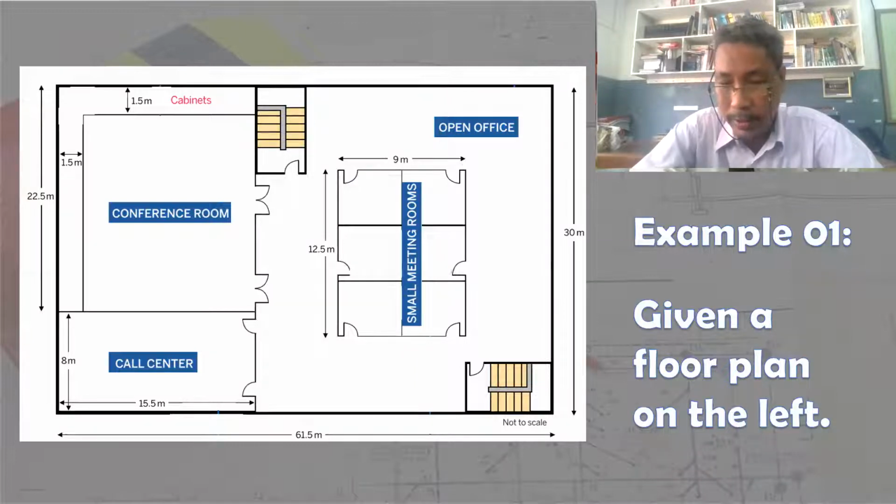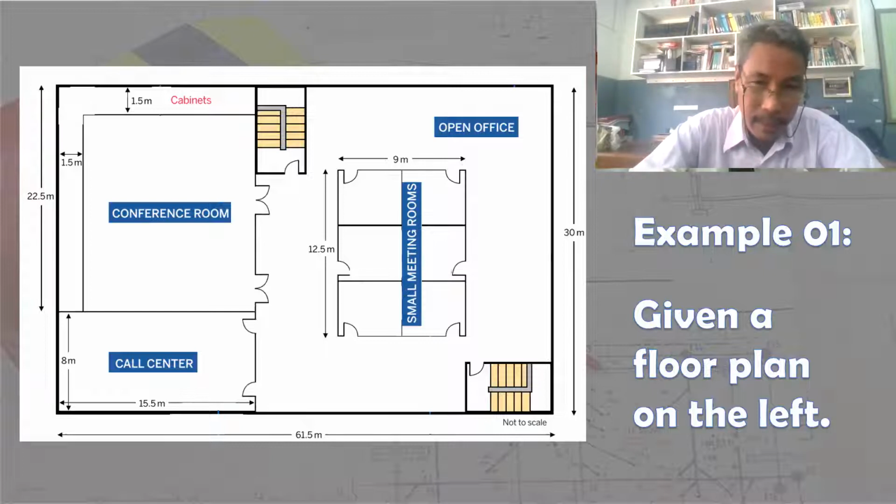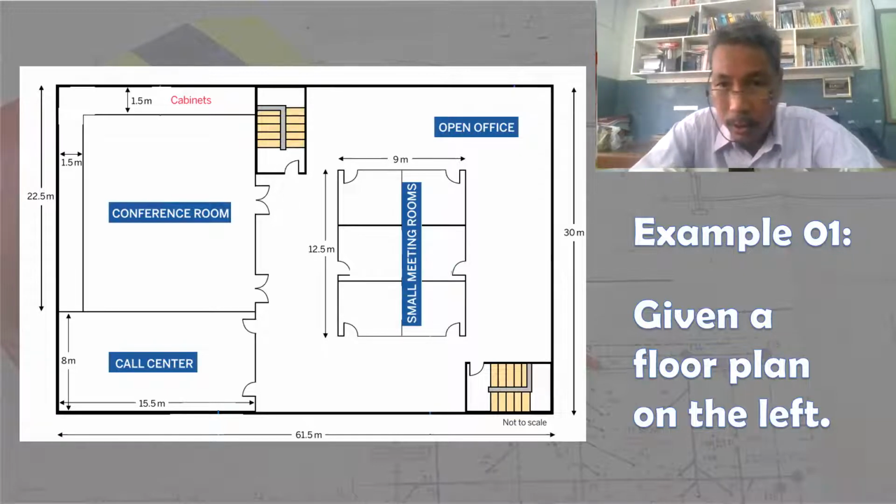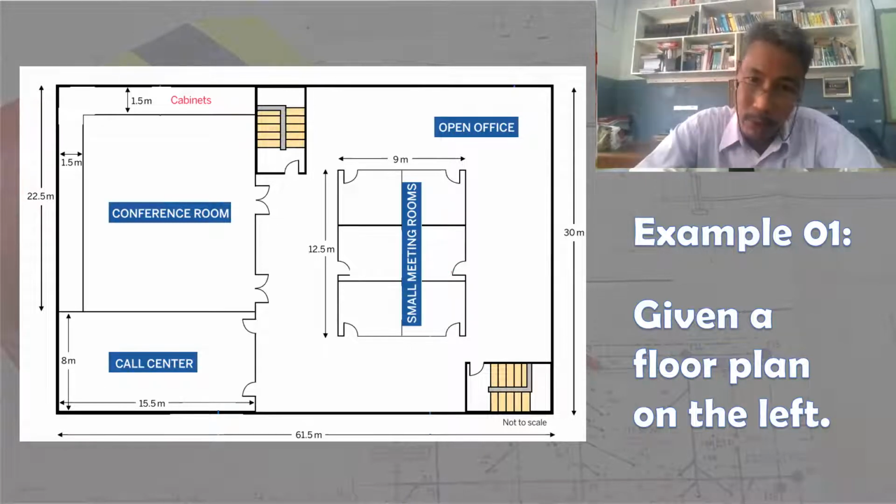Let us illustrate this calculation in terms of a given example. We have here a floor plan on the left, wherein the floor plan has several rooms. We can identify at least 4 different types of rooms. The conference room is the room on the upper left hand side of your screen. On its lower portion, we have the call center room, and the biggest part of the floor is what we call the open space, open office. And there are small meeting rooms, about 6 of them.